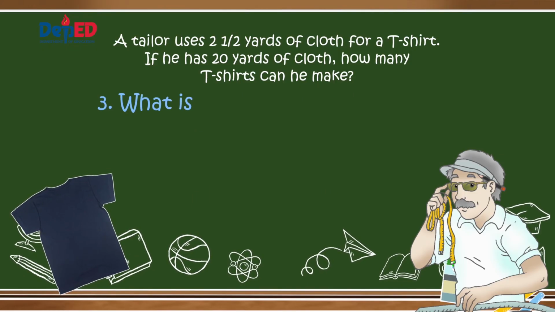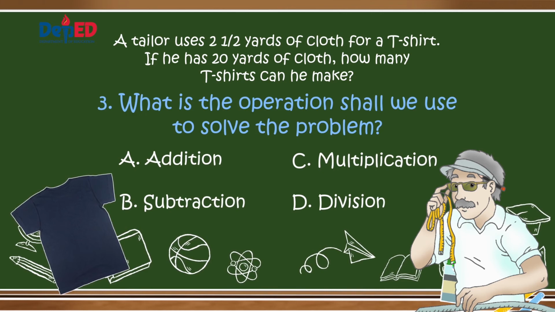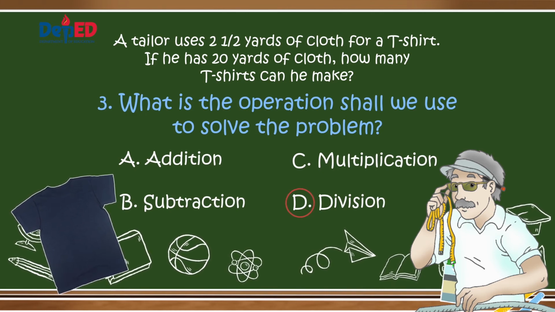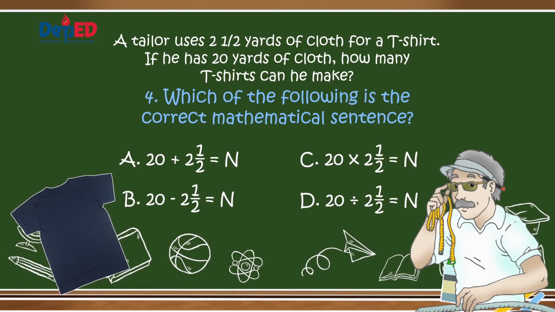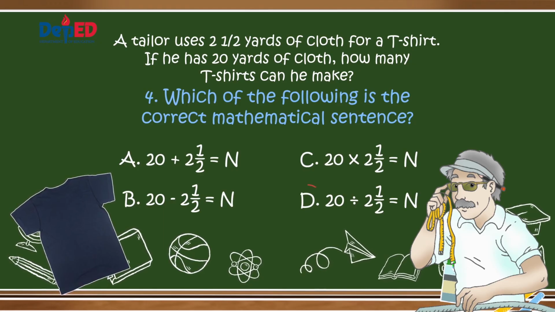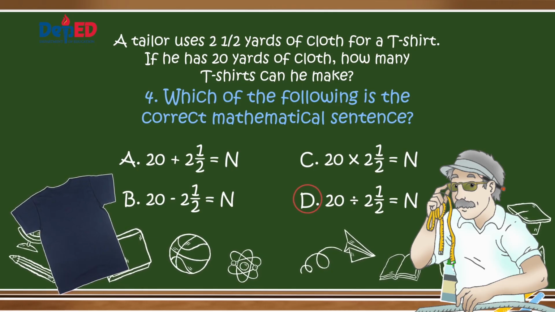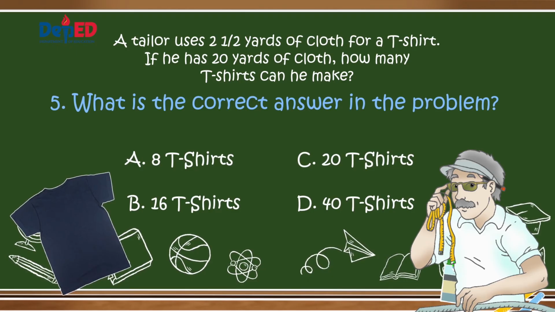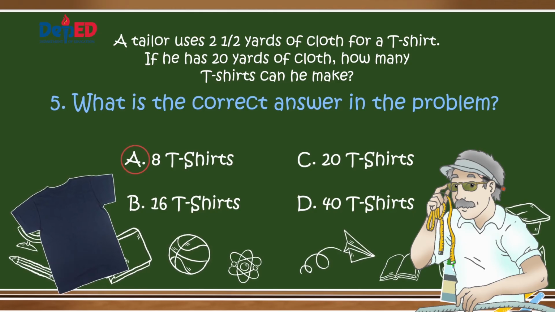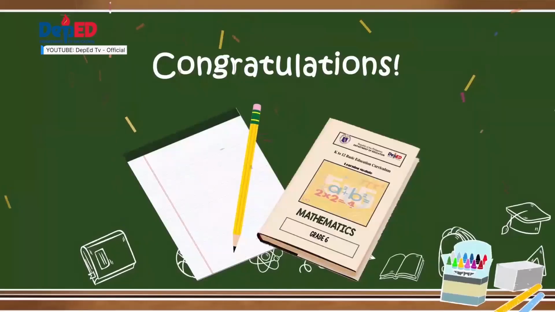Number 3. What operation shall we use to solve the problem? The correct answer is letter D, division. Number 4. Which of the following is the correct mathematical sentence? The correct answer is letter D, 20 divided by 2.5 equals N. Number 5. What is the correct answer in the problem? Letter A, 8 t-shirts. You are getting better every day. Congratulations! Yay!